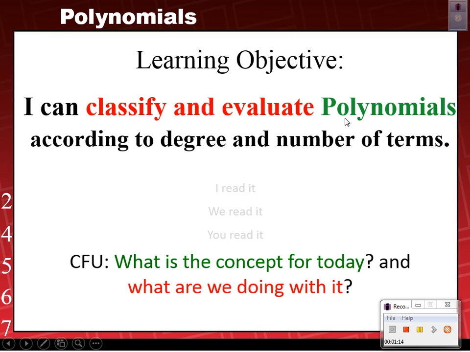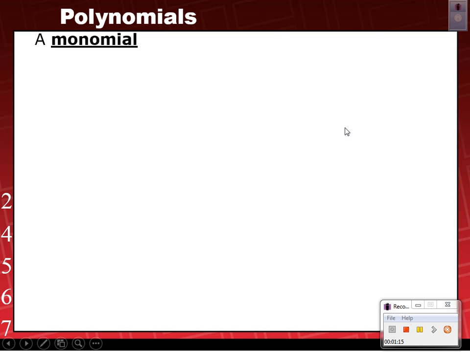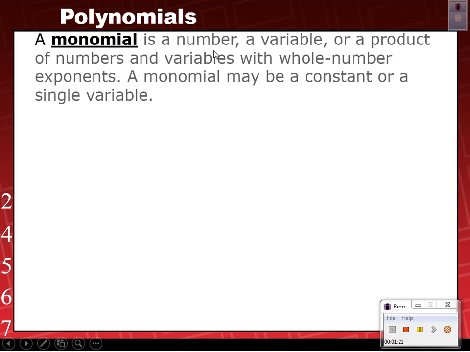Pens down, eyes up here. Focus, please. It says, a monomial is a number, a variable, or a product of numbers and variables with whole number exponents. Therefore, a monomial may be a constant or a variable. You don't have to copy this, just pay attention, please. Pay attention or you're going to miss this part, and I need this part for the definition of polynomials.